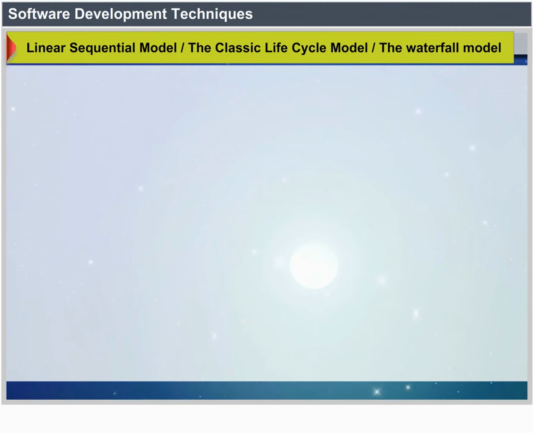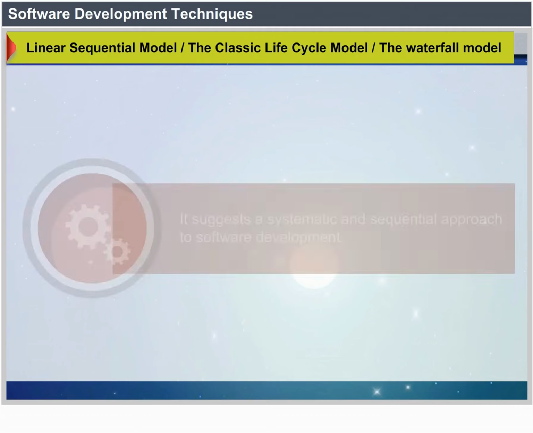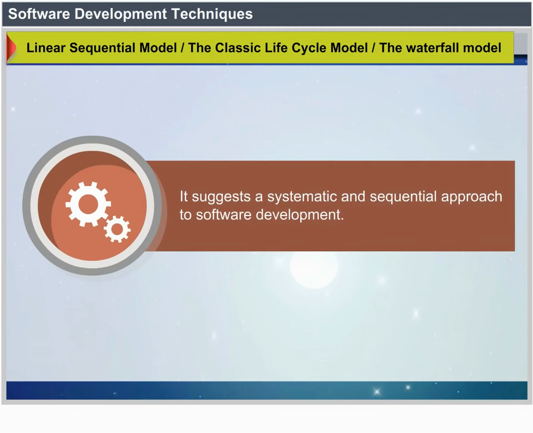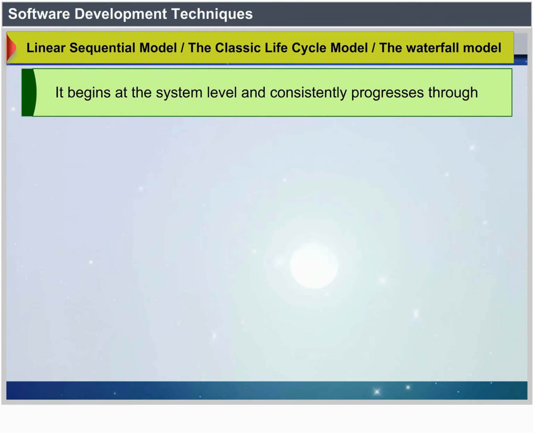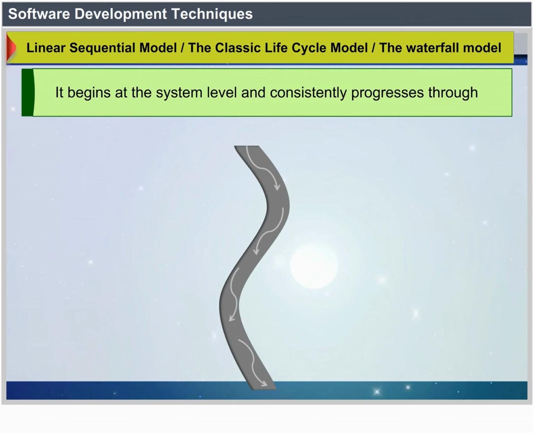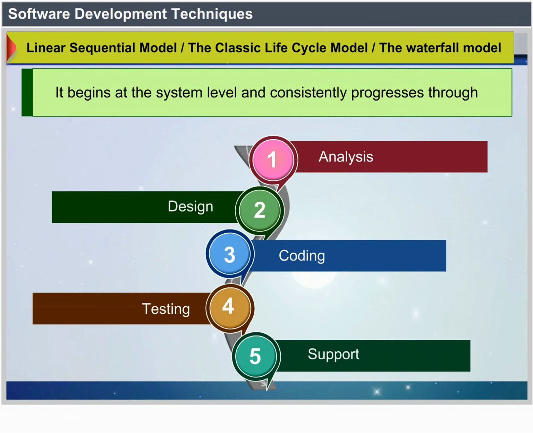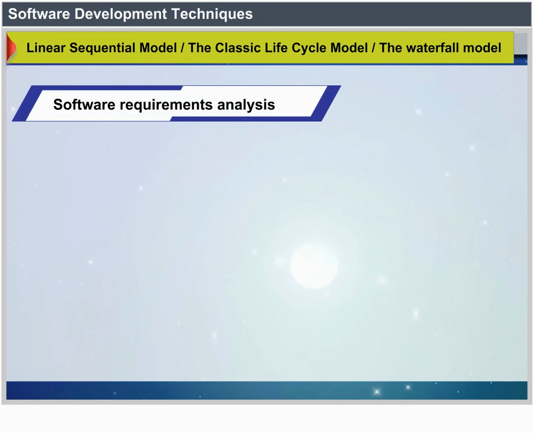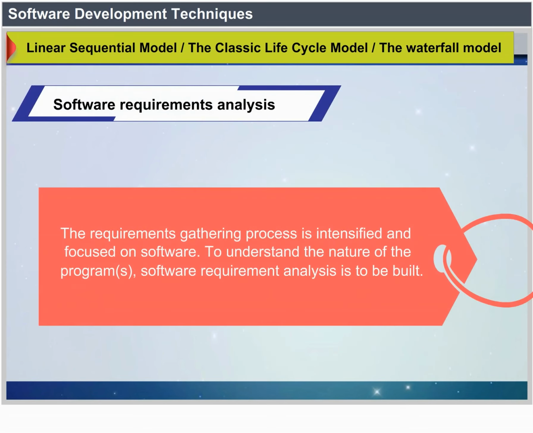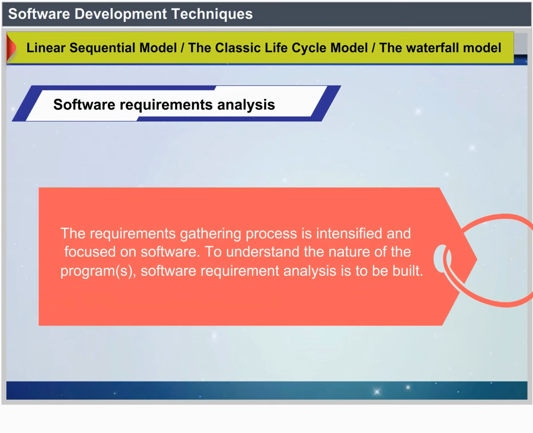Linear sequential model, the classic life cycle model, or the waterfall model. It suggests a systematic sequential approach to software development. It begins at the system level and progresses through analysis, design, coding, testing, and support. Software requirement analysis: the requirements gathering process is intensified and focused on software to understand the nature of the programs to be built.